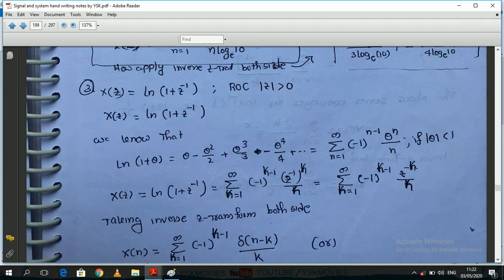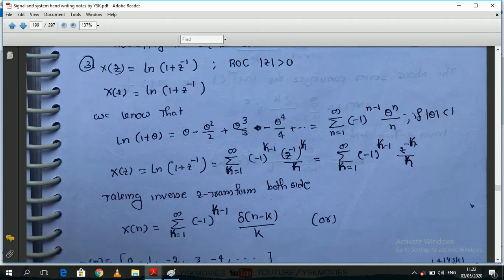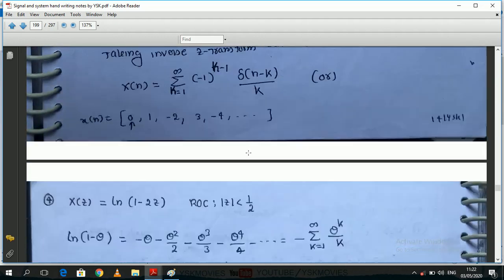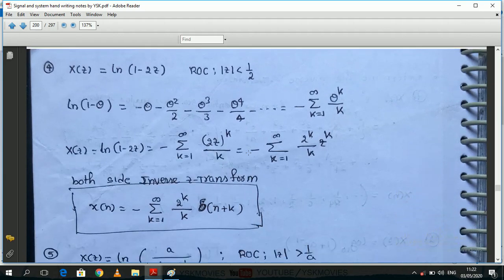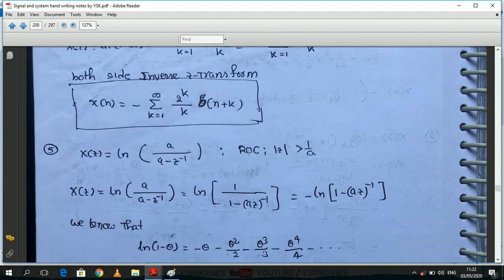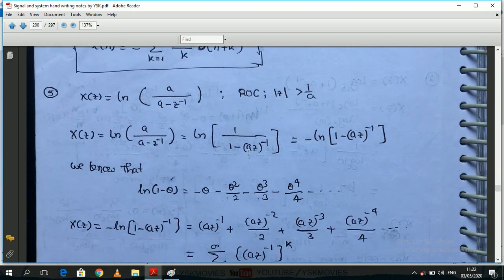So everyone, just pause it and solve the problems. Here also X of z is given, so solve it. These are all our series methods, like type 1, type 2, type 2.